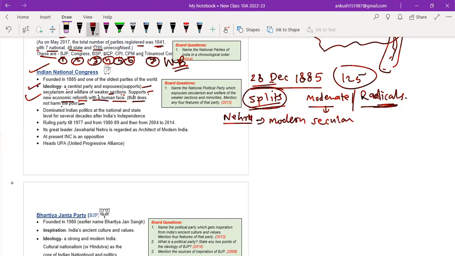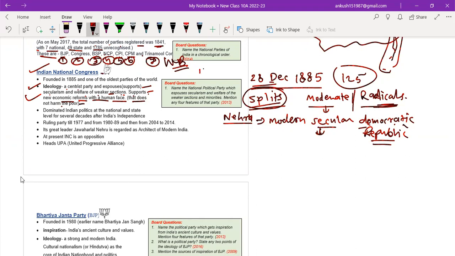What does secular mean? Democratic republic. Secular here in India means whenever we give the same treatment to every religion in the country, we think that all the religions in the country are the same. That is called secular.